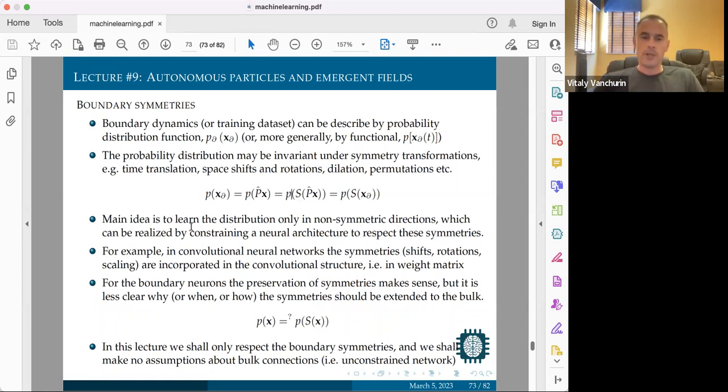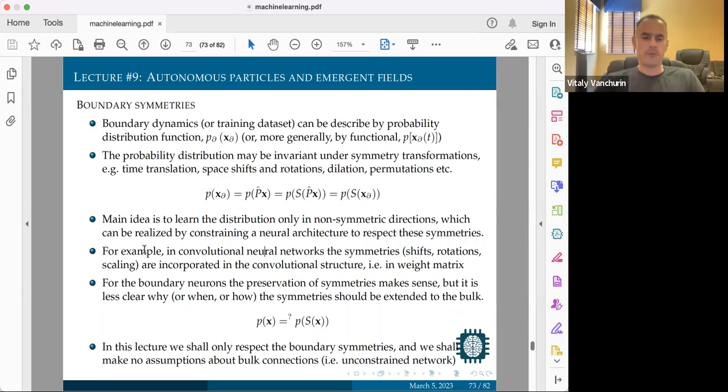Now, why? Well, here's the main idea. If you do see that the probability distribution doesn't change, then the directions along which it doesn't change are not something you should learn. Not something you should worry about. Even if you don't know about those directions, eventually your learning system will uncover them. But maybe you can help it. You can design your neural architecture such that it respects the symmetries.